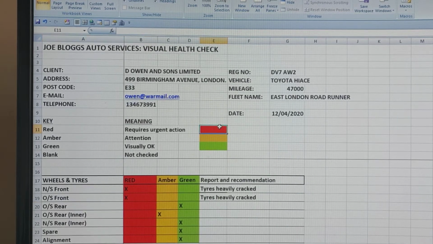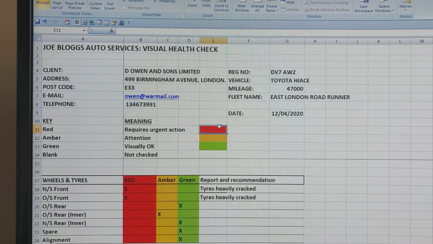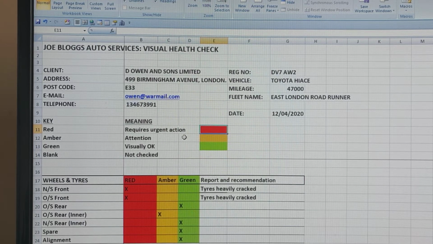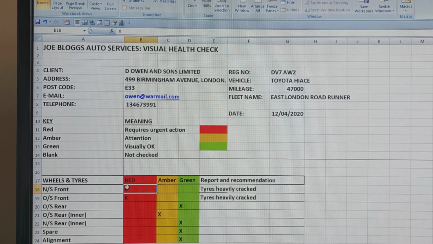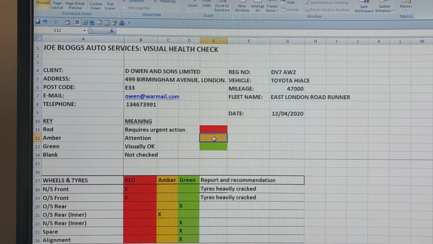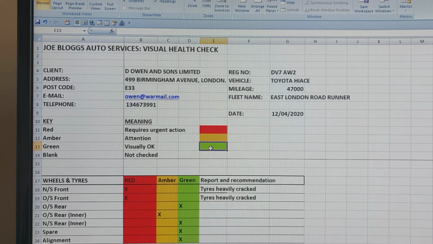Now, here are the keys which describe how each problem found on each vehicle is described. If an item is regarded as requiring urgent attention, the sign is red. Okay, it's given a red color. If the sign is amber, it means the attention is required, but it's not very urgent. If the sign is green, it means that item has been inspected and found to be okay, so no action is required there at all.